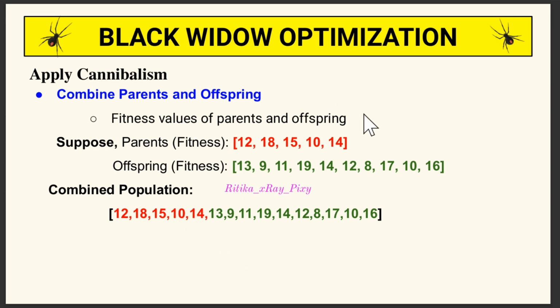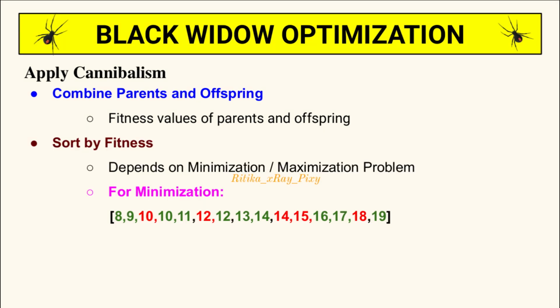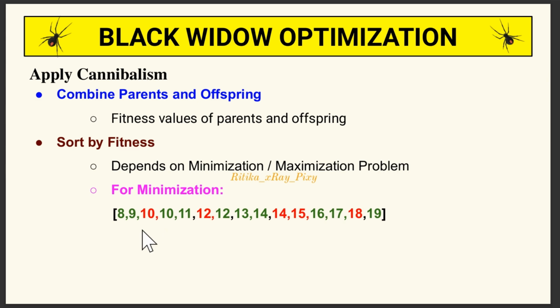First, we will combine the fitness values of parent and offspring into a single array. Second, we will sort the population based on their fitness score in ascending or descending order, depending on whether you're doing minimization or maximization. So based on this, we will sort the population.